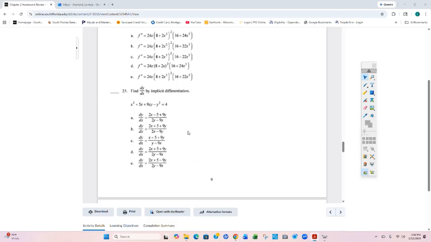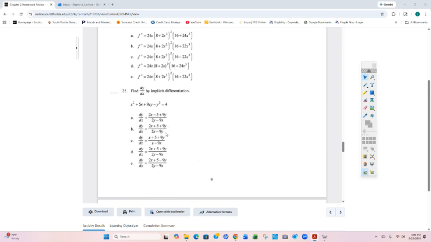Number 25 says find dy dx by implicit differentiation. Here's your equation: x squared plus 5x plus 9xy minus y squared equals 4. By the way, all of these are fractions. A, numerator, 2x minus 5 plus 9y, denominator, 2y minus 9x. B, dy dx equals, numerator, 2x plus 5 plus 9y, denominator, 2x minus 9y.